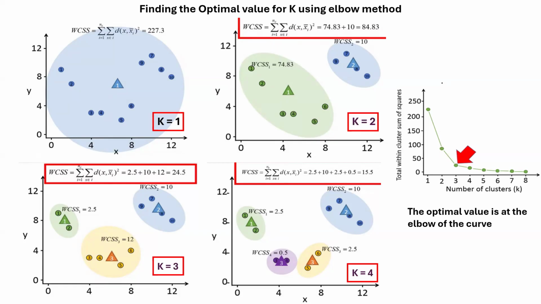The elbow method is named for this reason. So what we do is we again iterate the same process for different k values.